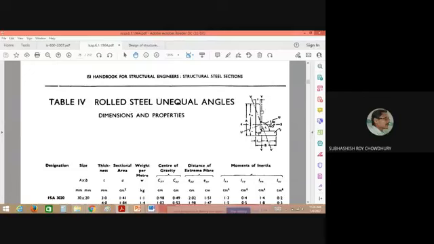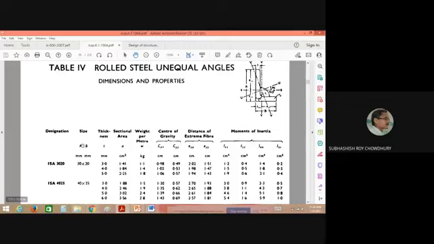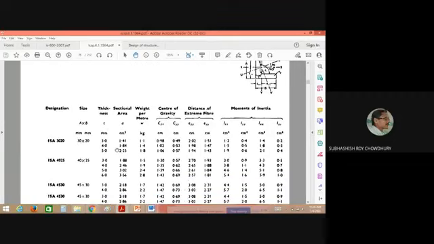In case of unequal sections, basically the properties are required for the longer side as well as for the shorter side. So here the longer dimension is marked as the A dimension and the shorter dimension is marked as the B dimension. So ISA 30-20 means the larger leg has a width of 30 millimeter and the shorter leg width is given as 20 millimeter. So 30 millimeter by 20 millimeter will be the size of this unequal section. Okay, I'm just telling you what are the possible sections that you may use for the designing of the structural steel.